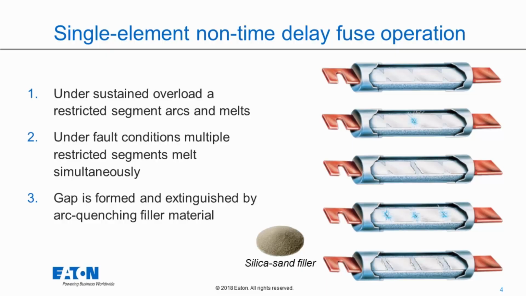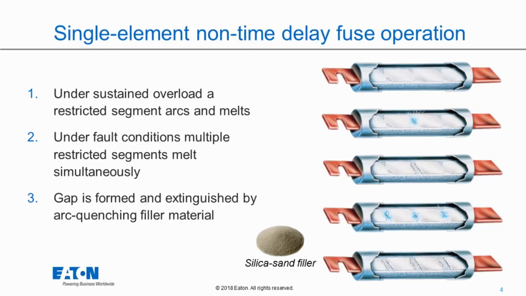What happens is a gap is formed in those legs, and that gap and the arc is extinguished by an arc quenching filler material, which is a silica sand type filler. Inside this fuse, we pack it full of a silica sand filler, so when that arc develops, it starts chewing back those links. All of a sudden, that arc will get quenched by the silica sand filler, and we'll then open up the circuit to make sure no more current can go through. So that's kind of a simple application of a single element fuse.